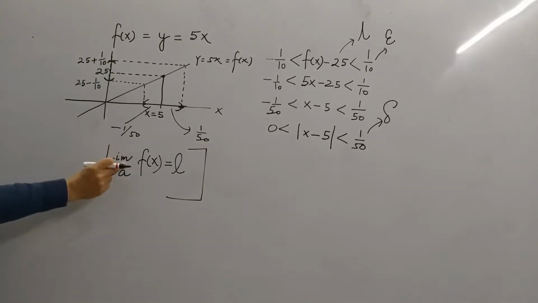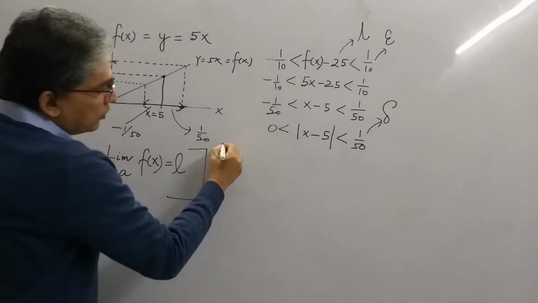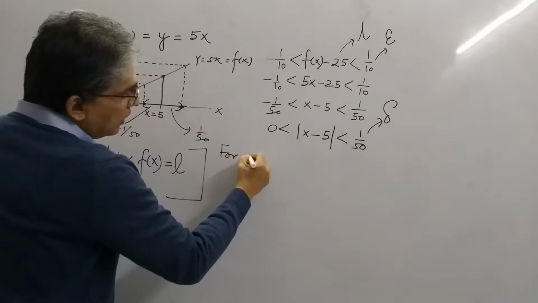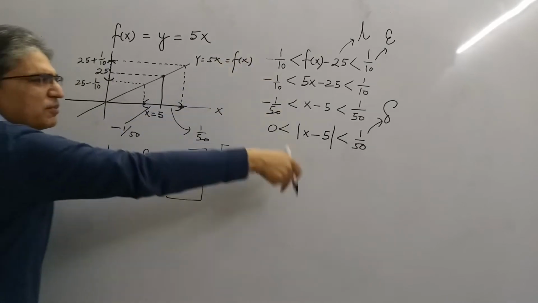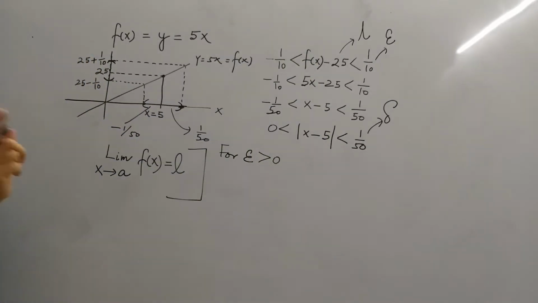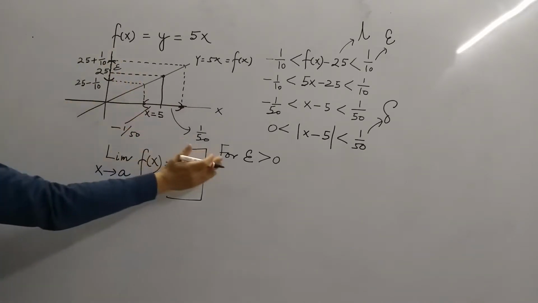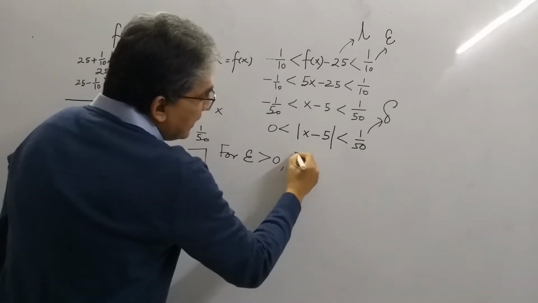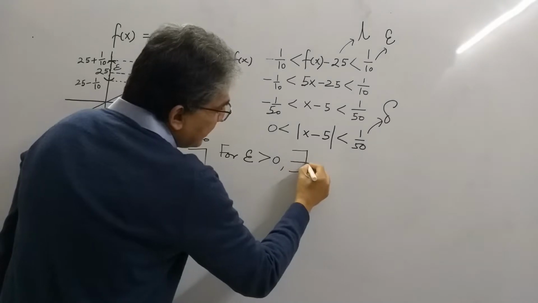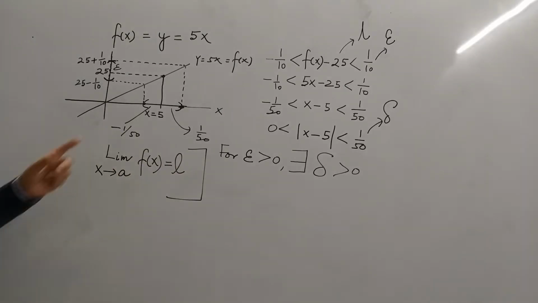Okay? The limit of the function as x goes to a is L when, for any epsilon greater than 0 — just keep this in mind. For any epsilon greater than 0, I took it to be 1 by 10. This was the epsilon, 1 by 10. For any epsilon greater than 0, there exists — this is the mathematical sign of there exists — a delta positive. Now what you saw here, I got this 1 by 50, that is the delta.